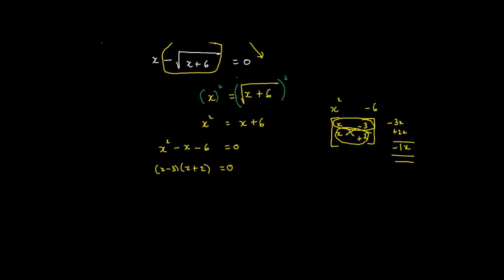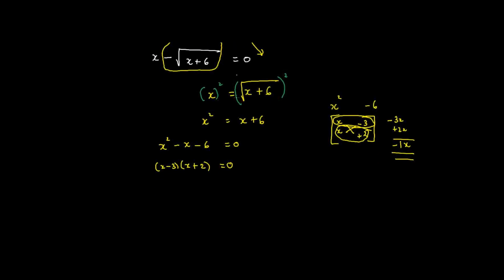Now I can solve this equation. It's going to be x minus 3 is equal to 0, or x plus 2 is equal to 0. So x is equal to 3, or x is equal to negative 2.